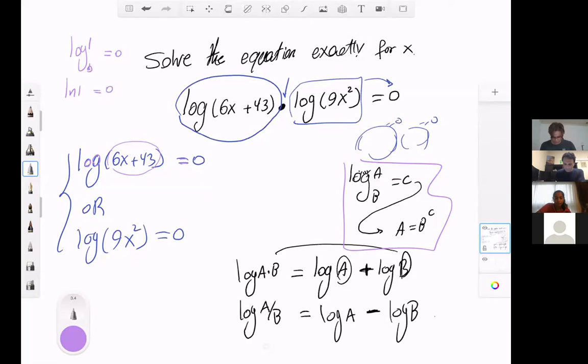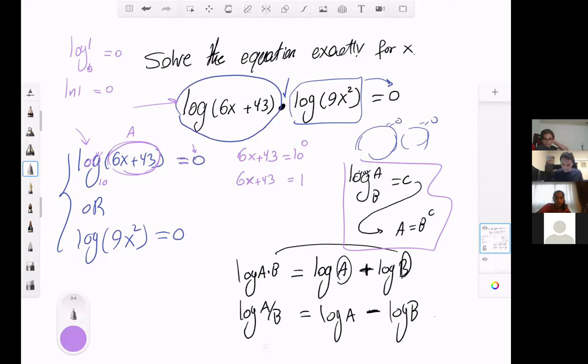So what we do, when we have a single log, we make it exponential. This is my a, b is 10, and this is c. That means 6x plus 43 should be 10 to the power of 0. What is 10 to the power of 0? It is 1. So 6x plus 43 equal to 1, and you solve for x. Correct? So again, when we're dealing with log, we make it a single log, then you make it exponential. We have to get rid of the log in order to solve.